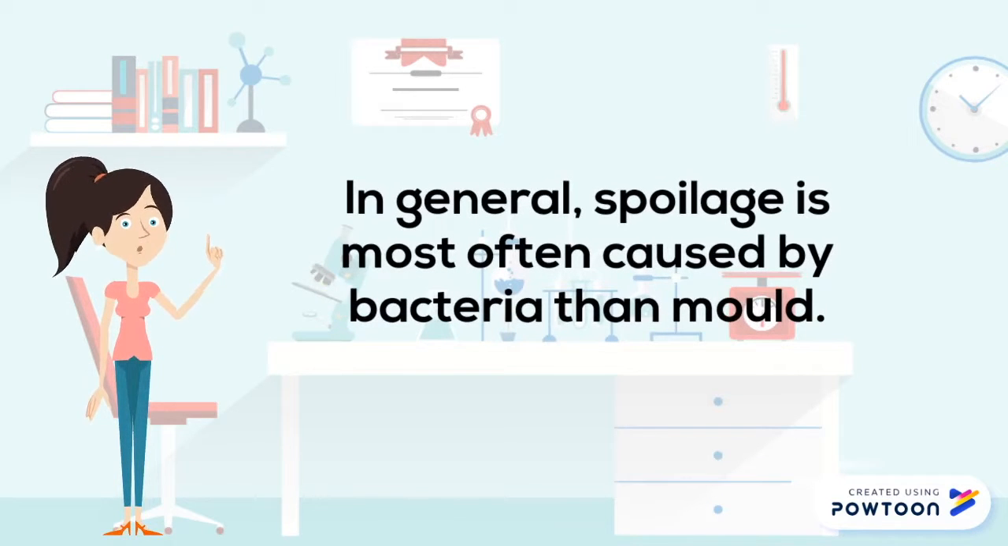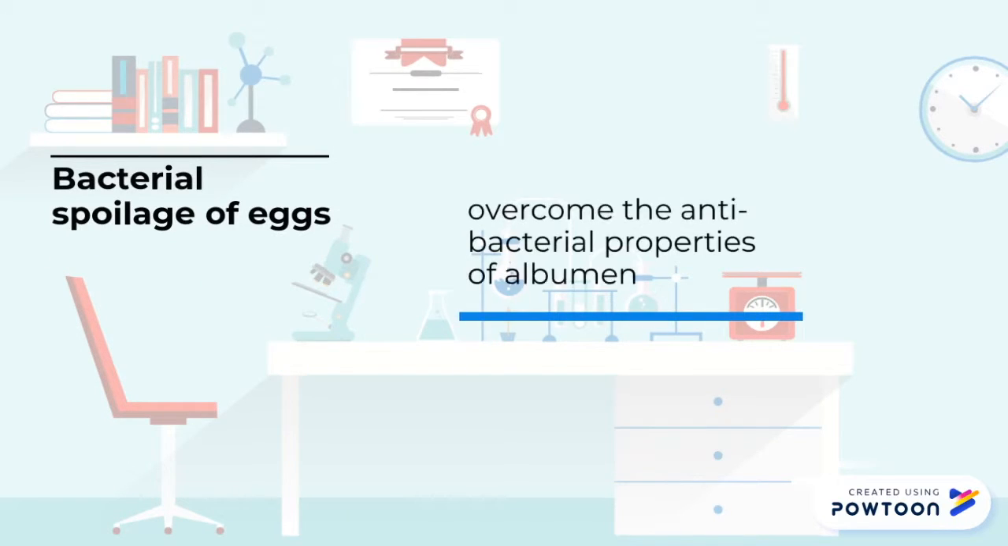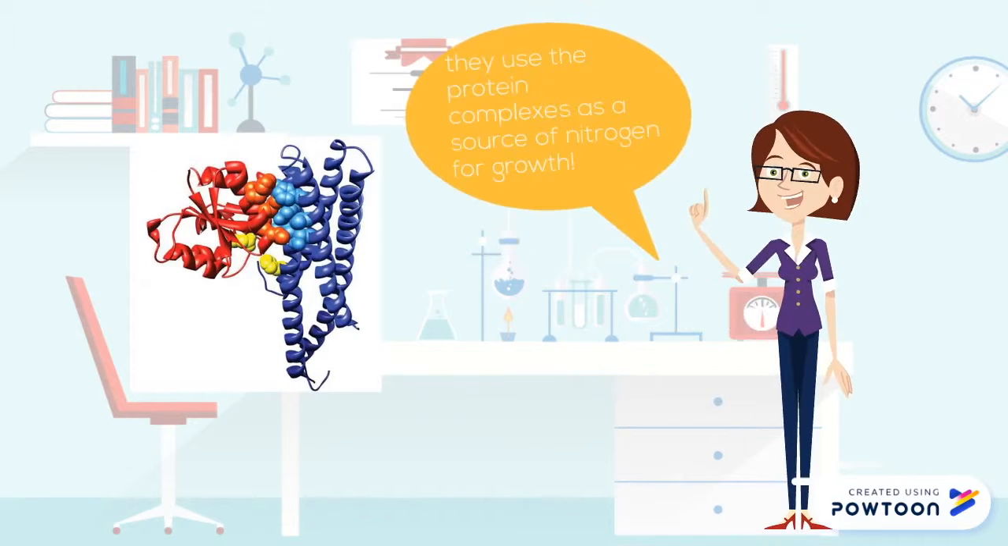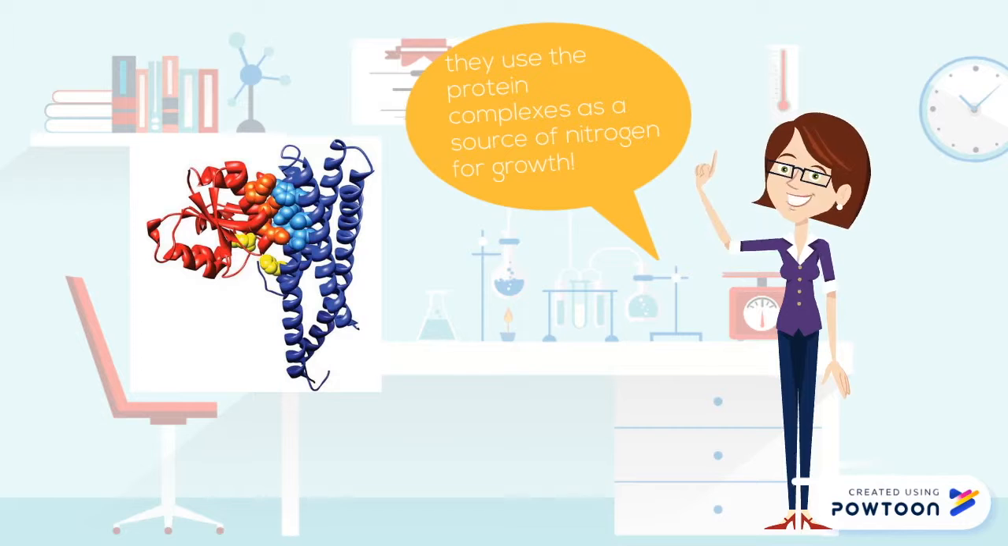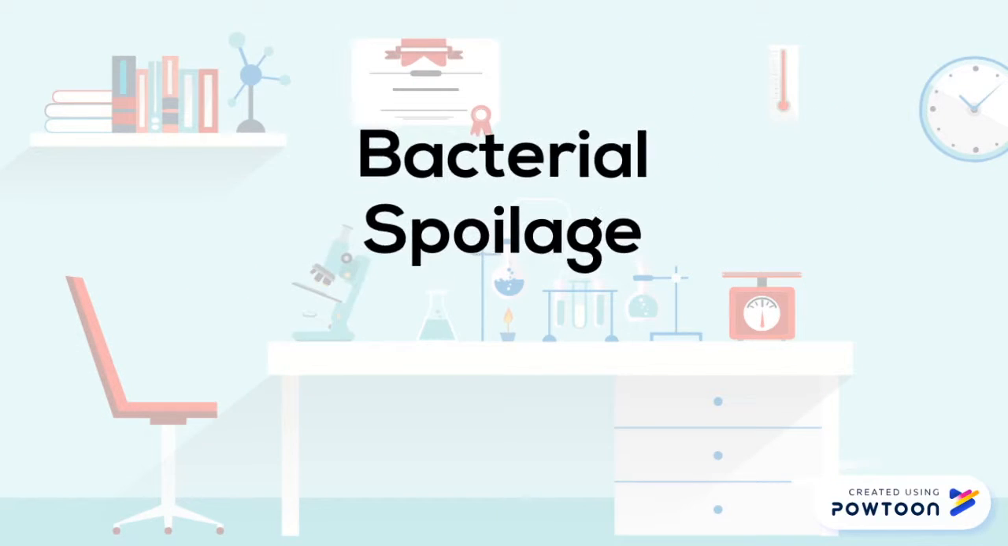In general, more spoilage is caused by bacteria than by mold. The bacterial spoilage of egg: firstly, the bacteria need to overcome the antibacterial property of albumen to cause spoilage of the egg. Also, they use the protein complexes as a source of nitrogen for growth. Bacterial spoilage is also called rot.